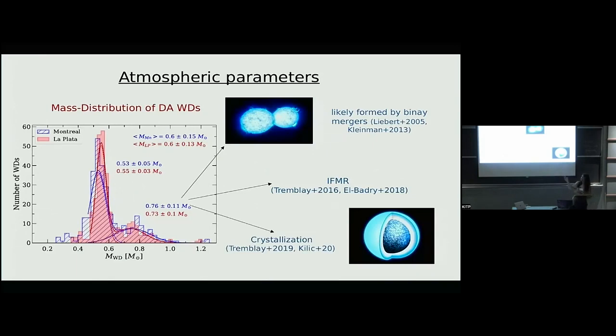But since in our sample most of the stars are above 10,000 Kelvin, and they are less than 1 solar mass, we don't think crystallization can entirely explain the secondary peak.